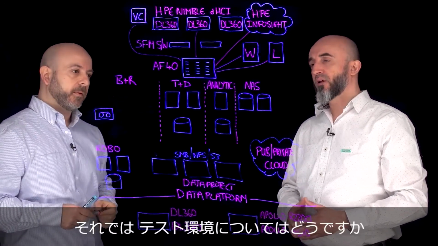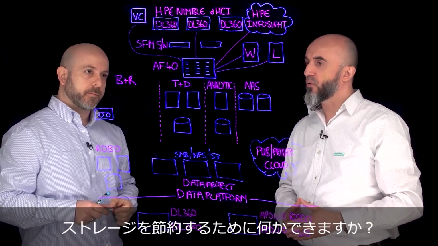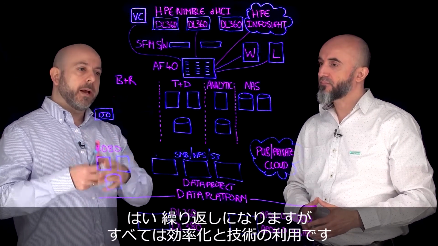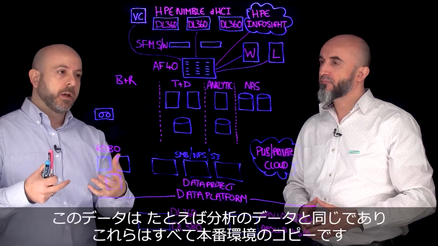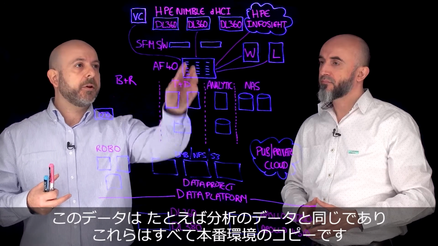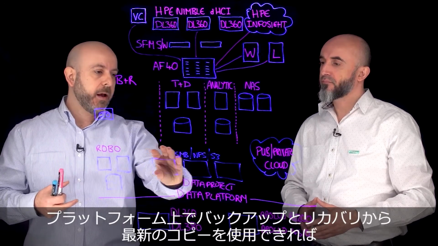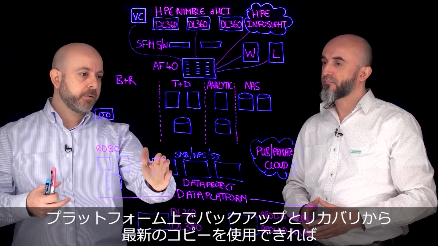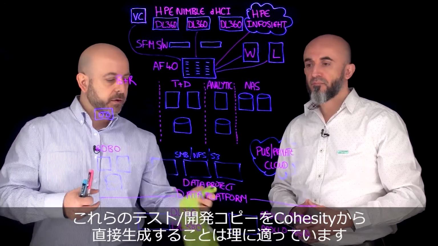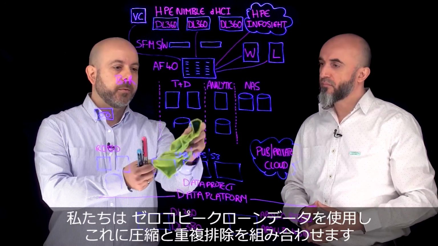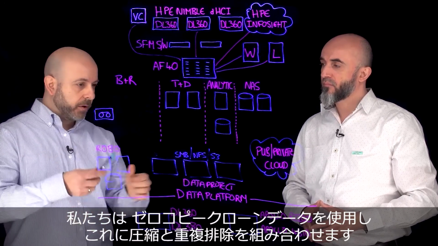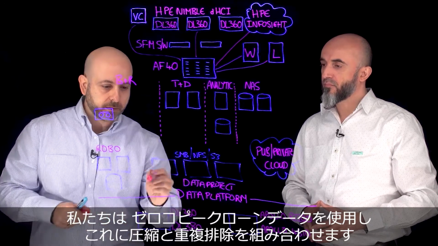Excellent. Great. So now what about my test dev environment? What can I do to maybe save some stories there? Yeah, so again, all around efficiency and making use of the technology, this data is identical to this data, as is analytics, for example, and they're all copies of production. So if we have up-to-date copies through backup and recovery, it's already on the platform, surely it makes sense that we actually start to generate these test dev copies straight from Cohesity, and we're using zero copy cloning data, and this is all combined with compression and dedupe as well.